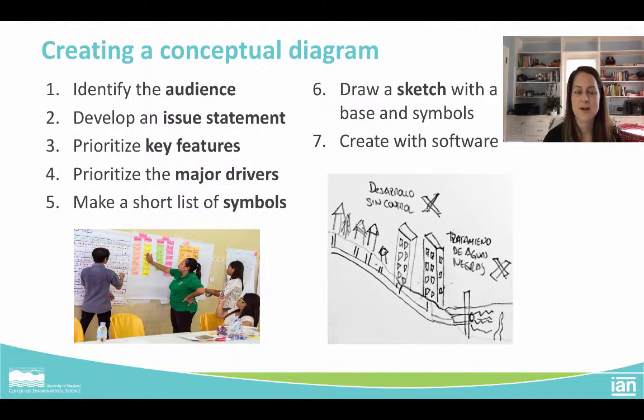So to start thinking about how you create a conceptual diagram, I have 7 steps outlined here. First, you want to identify the audience. Think about who is going to be viewing this conceptual diagram. Is it going to be your scientific peers? Is it going to be members of the general public or policymakers or managers that may not have the same scientific background that you have? So think about how you need to tailor this diagram to the audience.